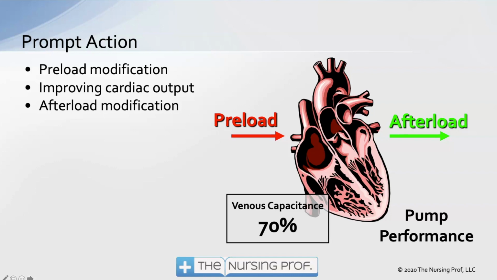In any case, we want to try to do the best job we can at modifying the preload, decreasing the preload. The preload is the volume of blood coming to the heart. If we can decrease the amount of volume coming to the heart, there will be less volume going to the lung that can be causing pulmonary edema.